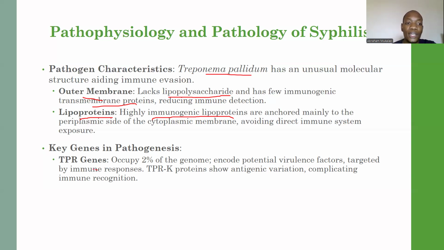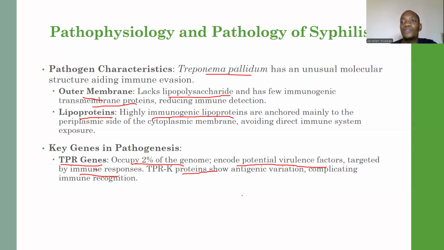Then it is also key to note that syphilis has the TPR gene, which occupies about 2% of its genome. This gene is very key because it encodes potential virulence factors that are targeted by the immune response. The proteins from the TPR gene show antigenic variation that usually confuses the immune system.